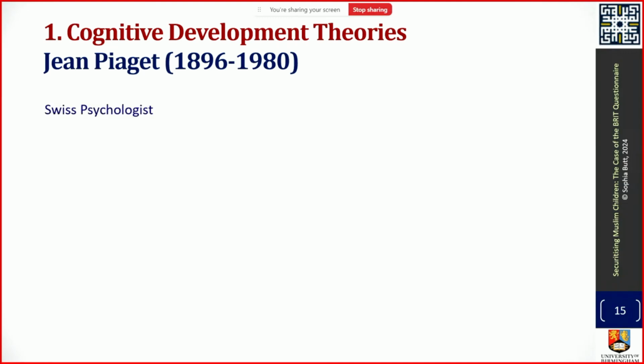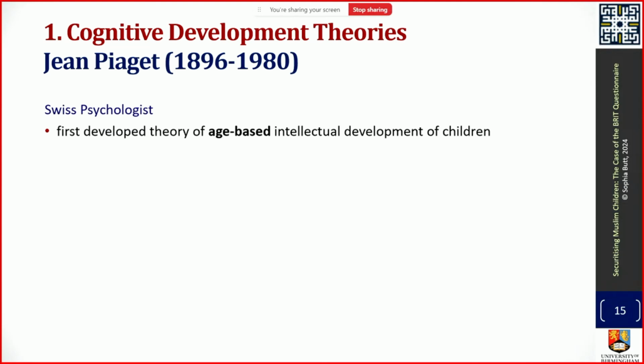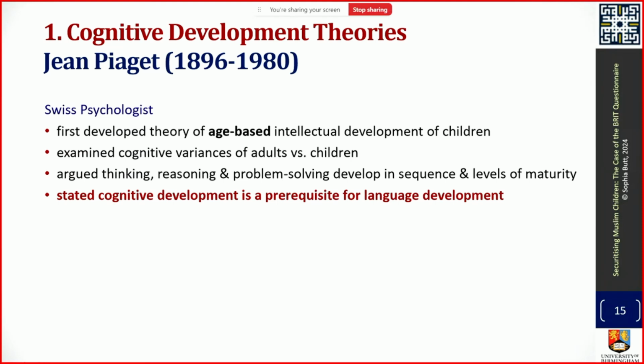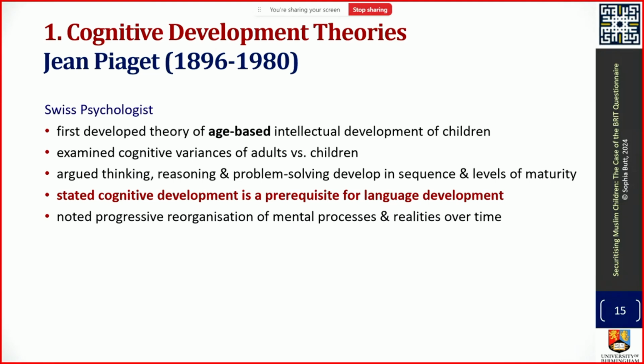The first is Jean Piaget, a Swiss psychologist, who first developed the theory of age-based intellectual development of children. He examined the differences between the ways in which children think versus the way in which adults think. He argued that thinking, reasoning and problem solving develop in that sequence, and at different levels of maturity. He stated that cognitive development is a prerequisite for language development. So children need to have reached a particular age of maturity and cognitive awareness before they can really use language and understand it effectively. He noted the progressive reorganization of mental processes and realities over time. So he said, as children grow and develop their cognitive abilities, they reclassify their understanding, just as we do as adults.